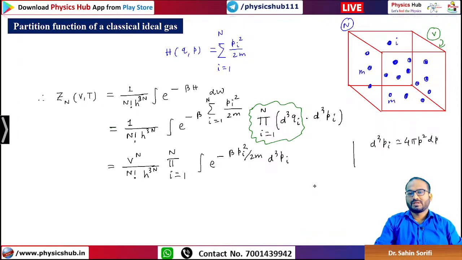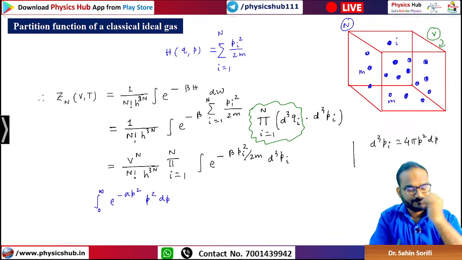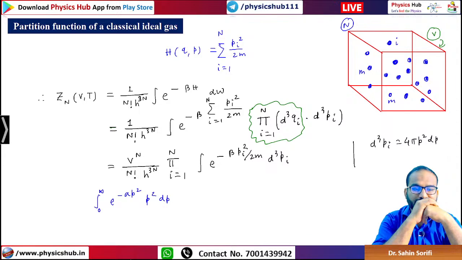This integration, if you look at it, is it not coming in this form? Let's say you consider 0 to infinity e to the power, and this is a constant, so it is like minus a p square, and this d3pi means 4 pi p square dp. So it is 4 pi, you ignore for the time being, p square dp. Is it not coming in this form? So can you evaluate this value?